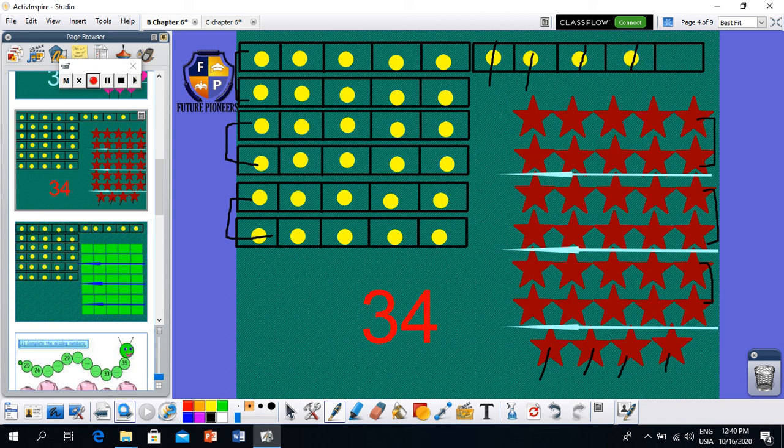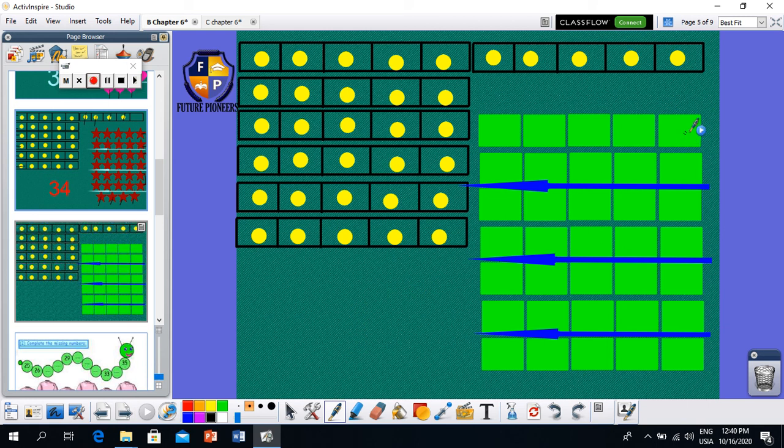Now, how many squares do we have? First 10, 20, 30, and don't forget after 30, 31, 32, 33, 34, and 35. So how can I write 35? 3 and 5. I have 35 squares, so I draw 35 dots on the 10 frame.